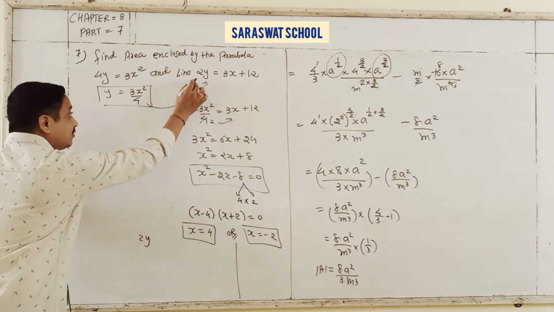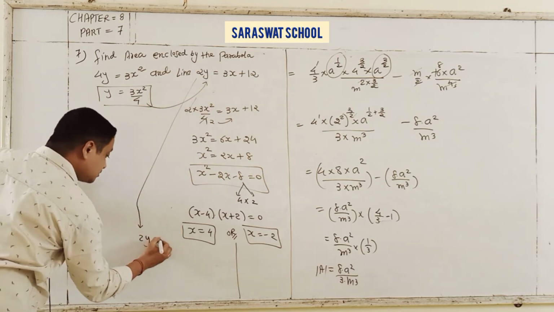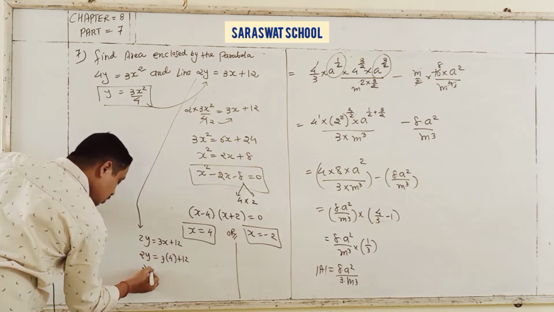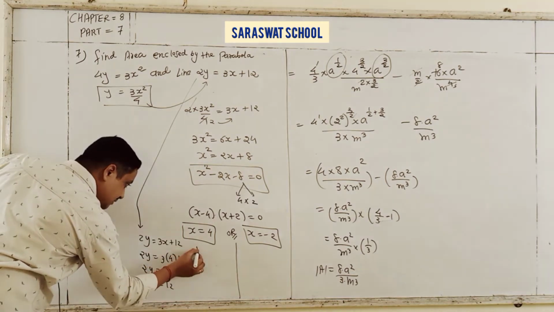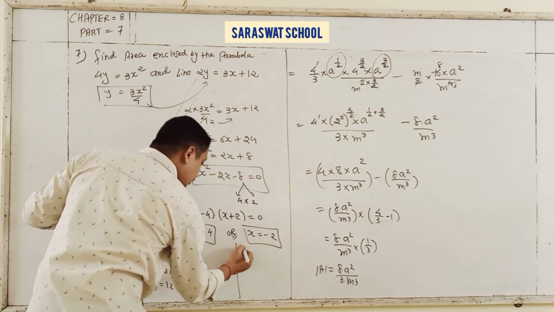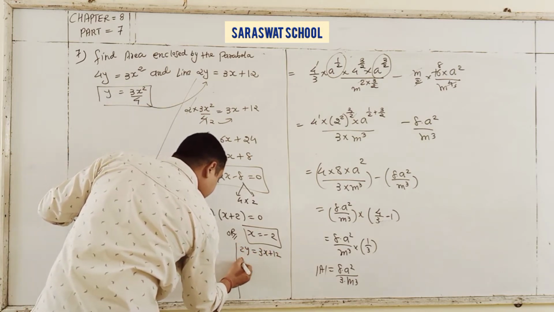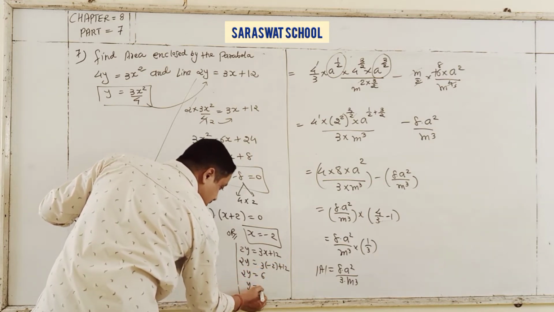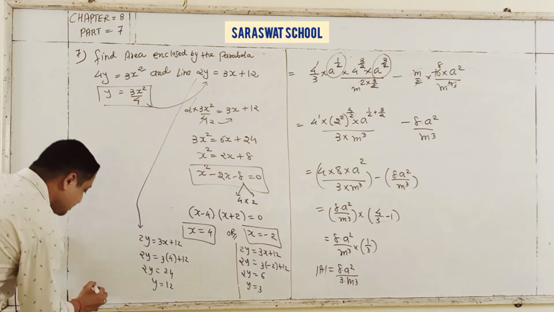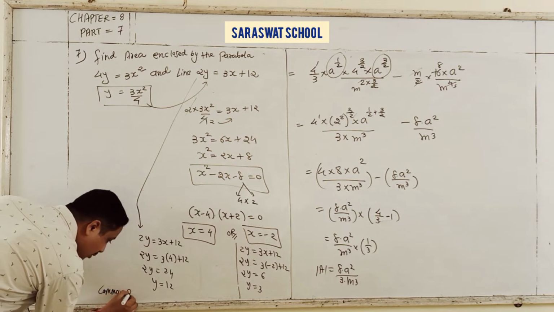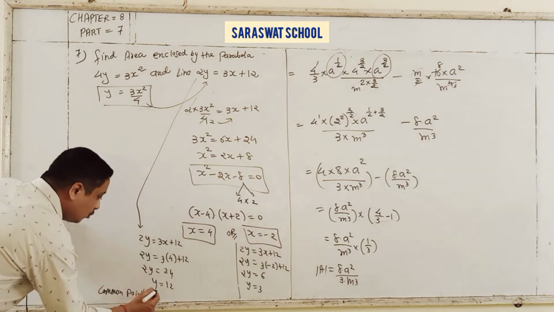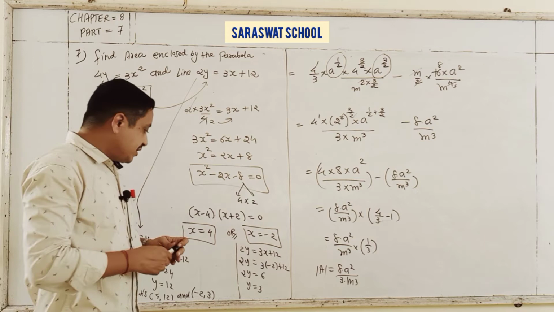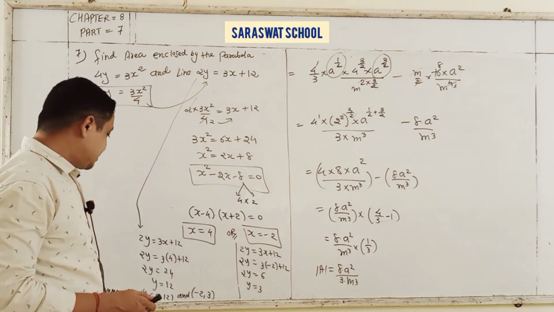So 2y is equal to 3x plus 12. x is 4. 12 and 12, 24. y is 12. Same, sorry, here 2y is equal to 3x plus 12. 3 with minus 2, that is minus 6 plus 12 means 6. y becomes 3. It means intersection points are ready. Common points are ready here, 4, 12 and minus 2, 3. So just one more time I check here, it is minus 6 plus 12, it is 6, 6 by 2, it is 3 and 4, 12.